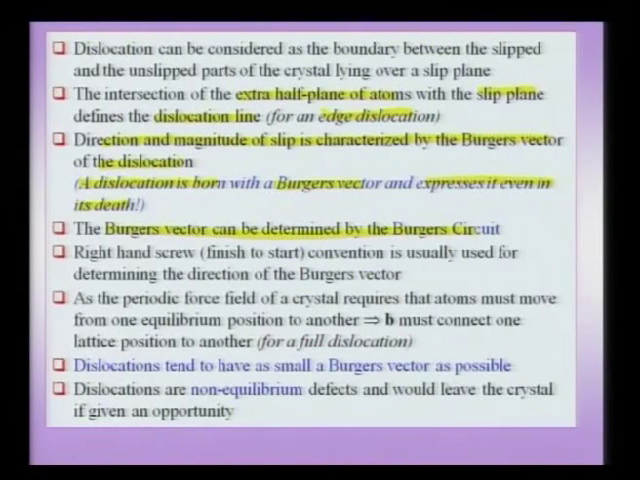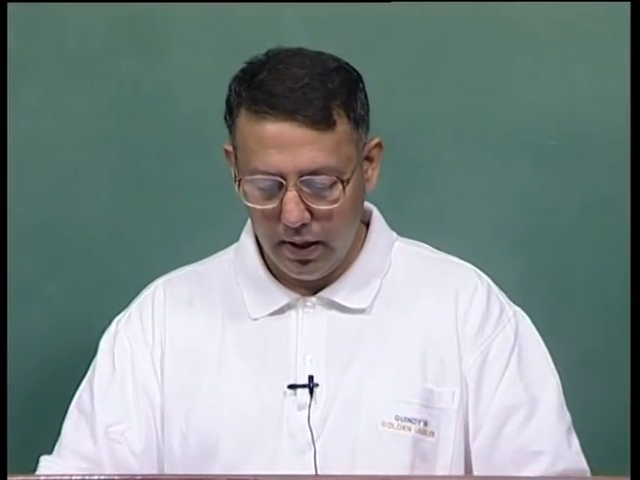The Burgers vector, as we saw, can be determined using the Burgers circuit, and we typically use the right hand finish to start convention for determining the Burgers vector. So this aspect we have seen already. Now, the periodic force field of a crystal requires an atom to move from one equilibrium position to the other. This implies automatically that the Burgers vector must connect one lattice position to the other. Of course, we are talking about a full dislocation, and later on we will be talking about something known as the partial dislocation also.